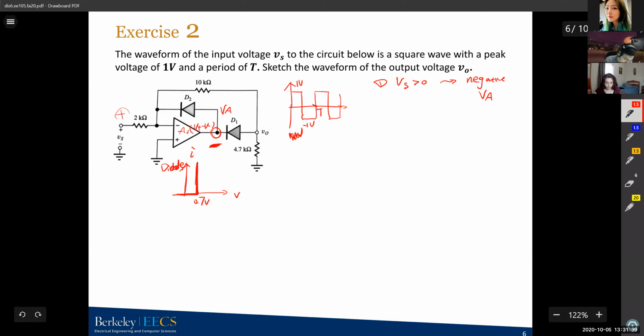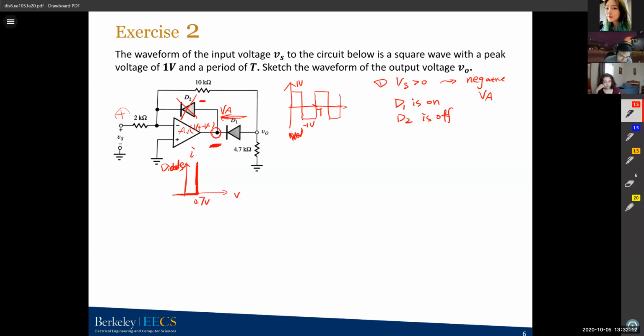So if you have negative Va here, this diode will be turned on, right? Because it has negative on the N side. So D1 is on. However, D2 has negative in the P region, so it is off. D2 is off. That means we can just ignore this. We have an open circuit for D2.